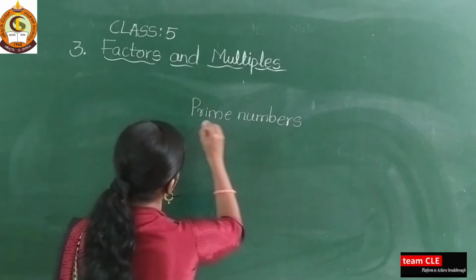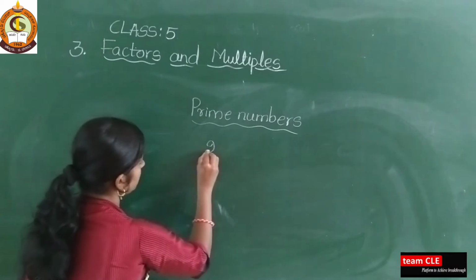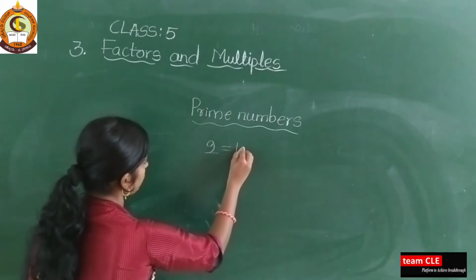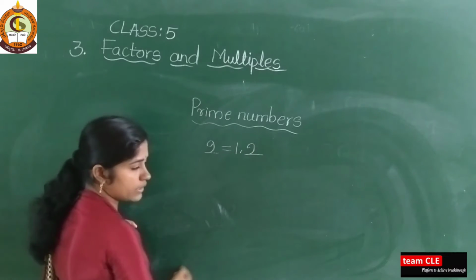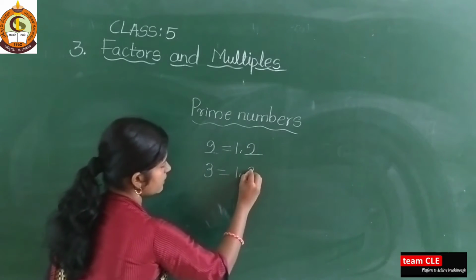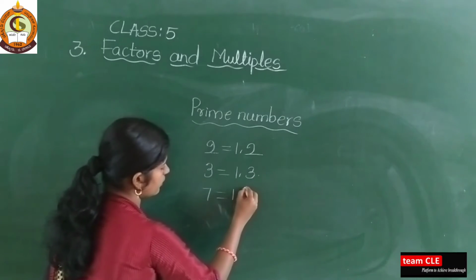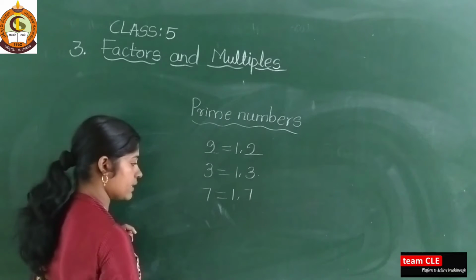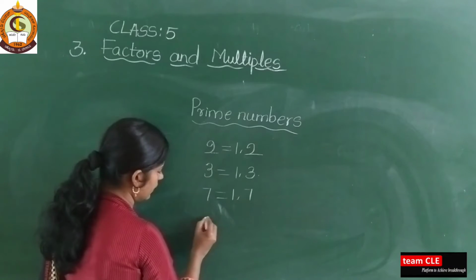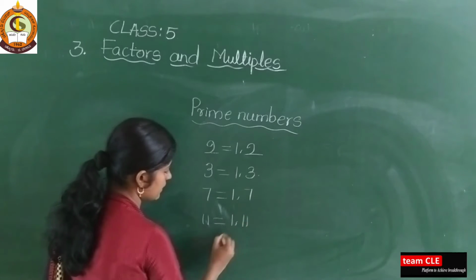Let us take one example. Take 2, it is there in the 1 times table and the 2 times table. Let us take 3, and it is also there in the 1 times table and the 3 times table. Next take 7, it is there in the 1 times table and the 7 times table. Next take 11, it is also there in the 1 times table and the 11 times table.